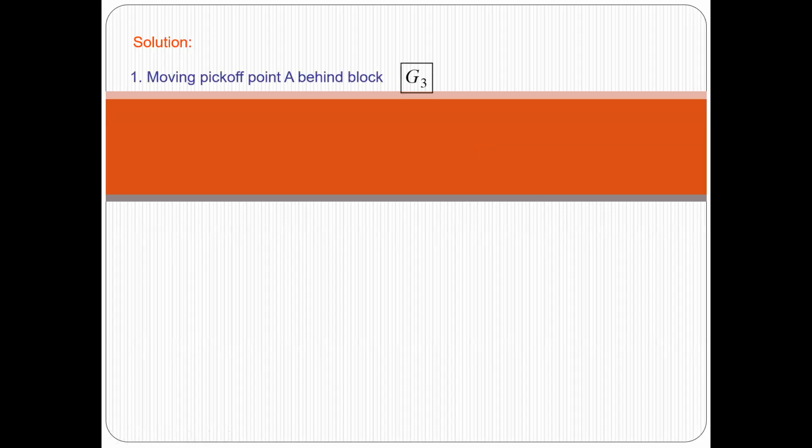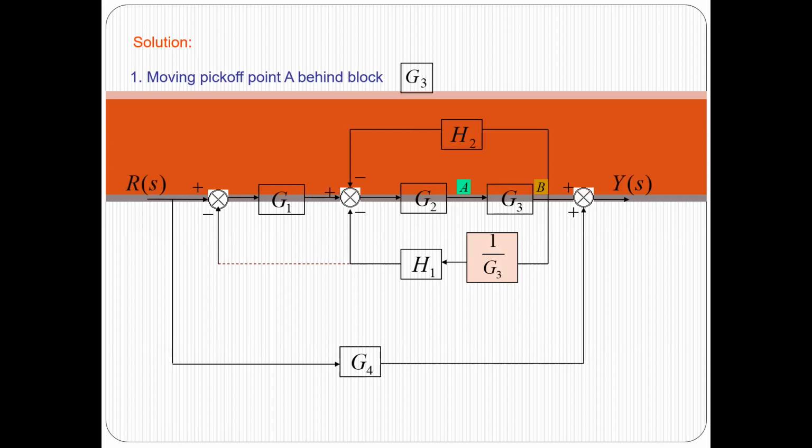So shifting the takeoff point from point A to point B, as I said. If you're moving a takeoff point from point A to point B, this G3 has to be compensated in the feedback path. So how? By taking the reciprocal of that, I'm going to cancel G3, which is getting multiplied while moving from point A to point B. So that is one simplification you have to do.